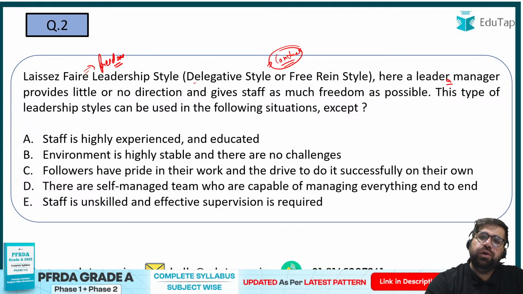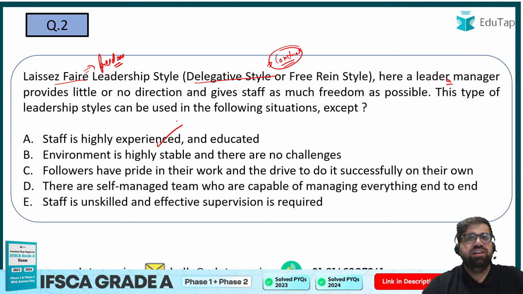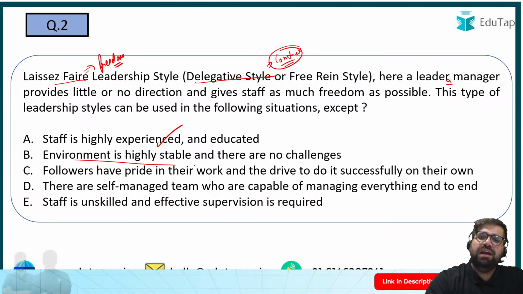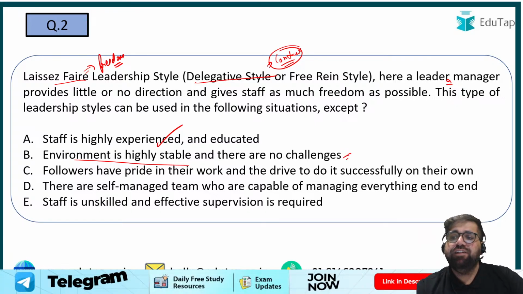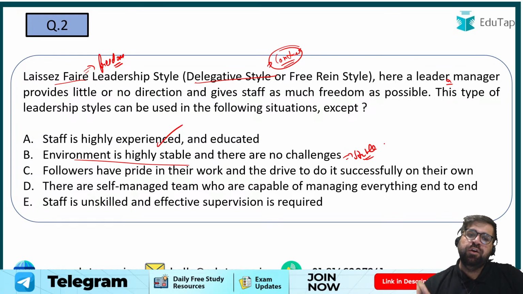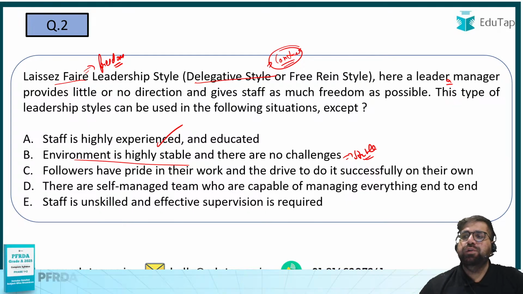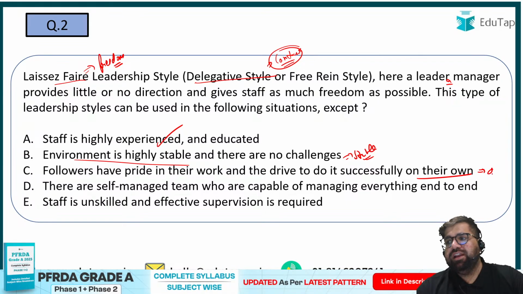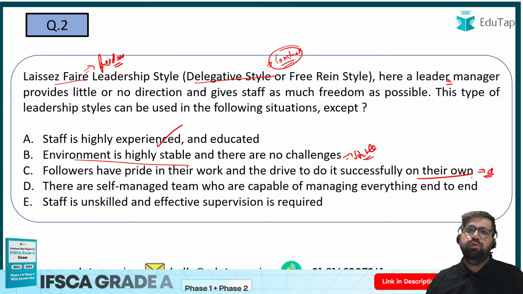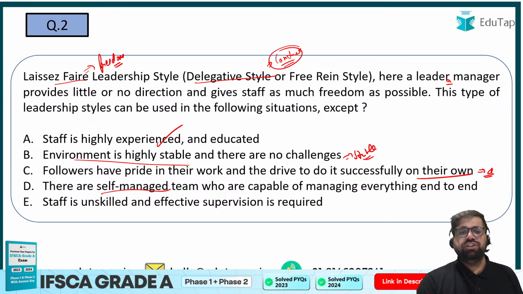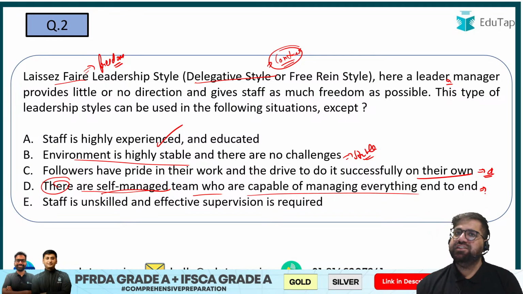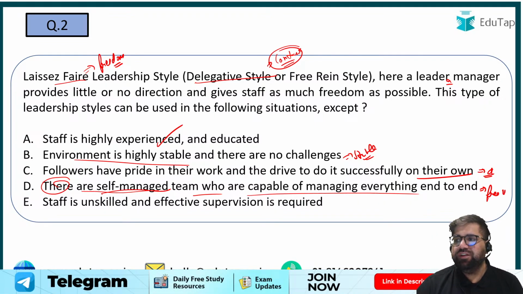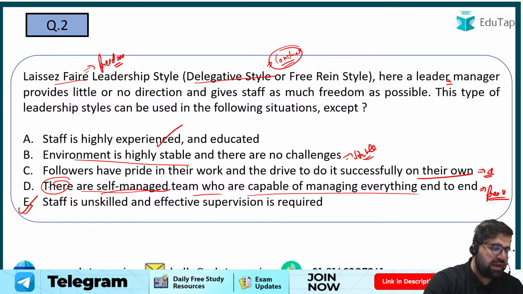Now you can use delegative or laissez-faire leadership when your staff is highly experienced, yes, because they can handle the problems by themselves. The environment is highly stable, yes, you can use delegative leadership there as well, because everything is stable, so you don't have to interfere, right? Followers have pride in their work and drive to do it successfully on their own. So this is also correct. Why? Because the followers or team members can do the work themselves. They are a self-managed team capable of managing everything. If you have self-managing people in your team, then you can give them as much freedom as possible. So definitely the correct answer has to be option number E.